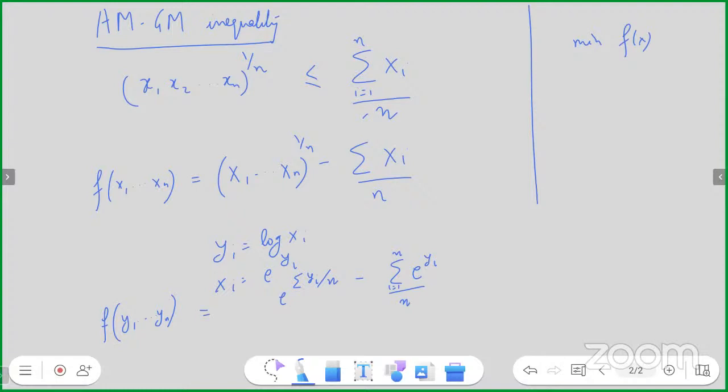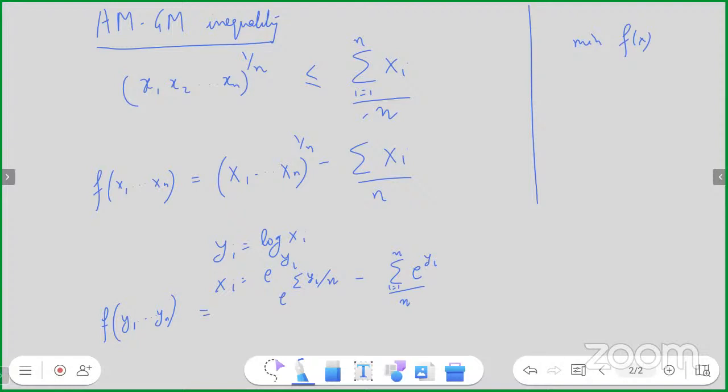It's a differentiable function, so we just set the gradient to 0. It will be slightly complicated. Should I take this minus this or this minus this? The way I learned is this minus this. And this is a less-than-or-equal-to inequality.